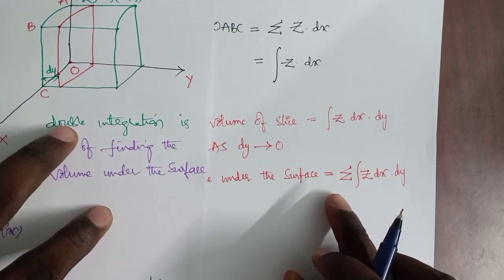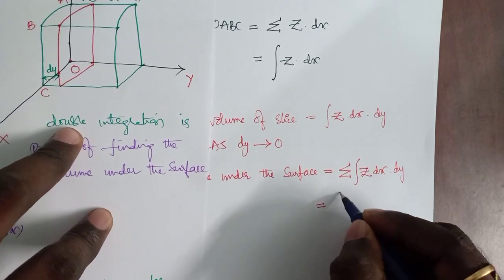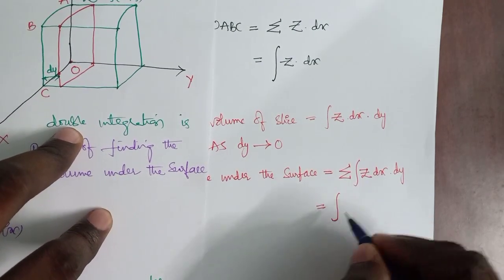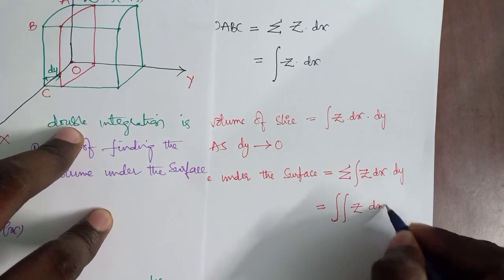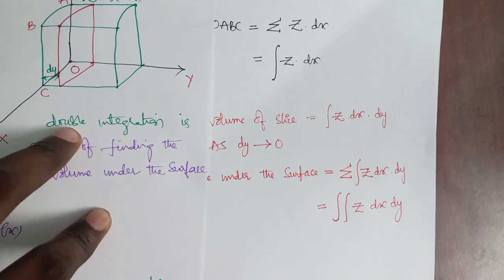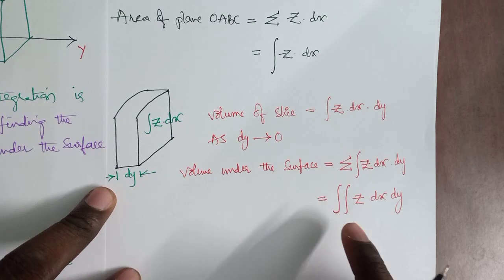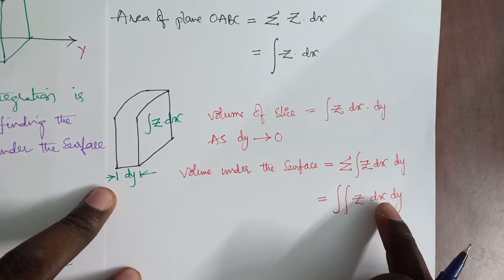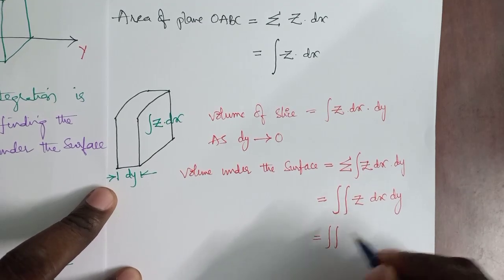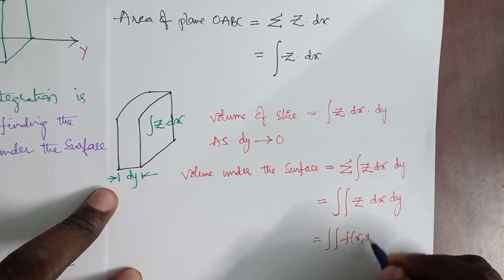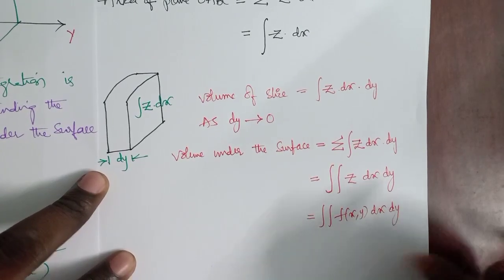What is the meaning of summation here? The elongated S means integration of z into dx into dy. So this is the volume under the surface. How to find the volume under the surface? The double integral of z dx dy, where z is a function in terms of x and y, into dx dy.